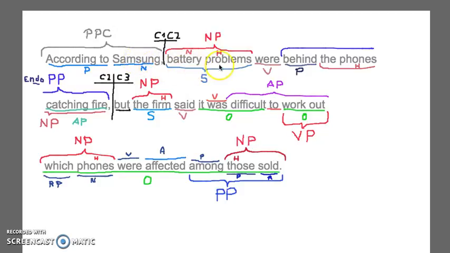Okay, the second clause, we have a subject, battery problems, the verb were, that is the verb to be in past simple, third person plural, and behind the phones catching fire. That is, the phones catching fire is the adjunct of behind.